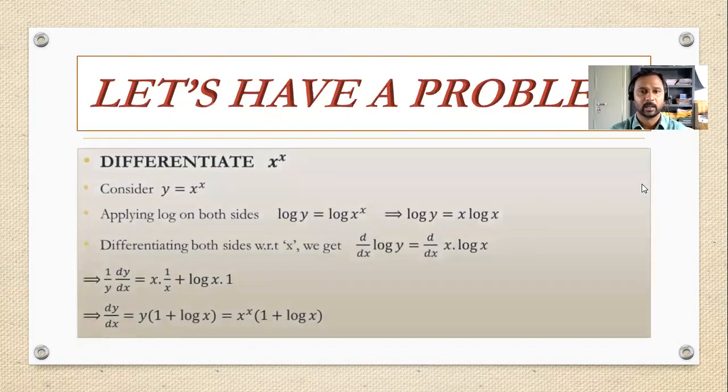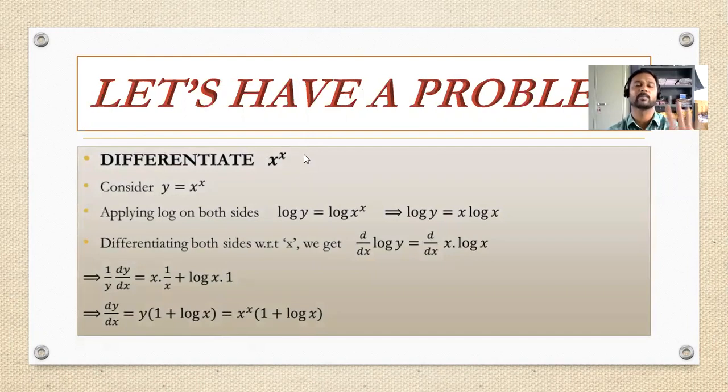Let us have a problem here, the simplest of the problems in logarithmic differentiation. Differentiate x power x. So let us consider y equal to x power x. What you have to do is apply log on both sides. Why are we applying log here? Because the right side is a power function, we have to apply the power rule of logarithm. Applying log on both sides, we get log y is equal to log of x power x. Now on the right side, applying the power rule, the power x comes in front of the log. So log y equal to x log x.